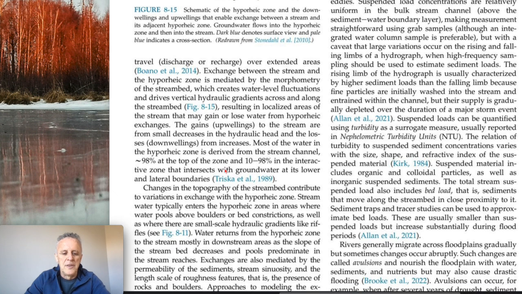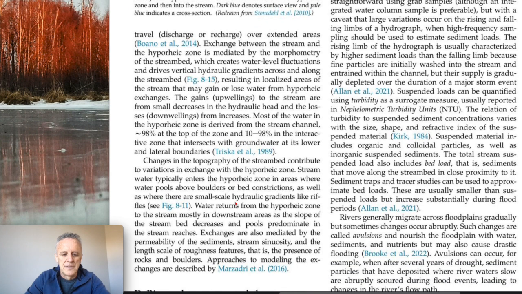Most of the water in the hyporheic zone is derived from the stream channel, about 98% at the top of the zone, and 10 to 98% in the interactive zone that intersects with groundwater at its lower and lateral boundaries. So it's quite the margin between 10 and 98%.